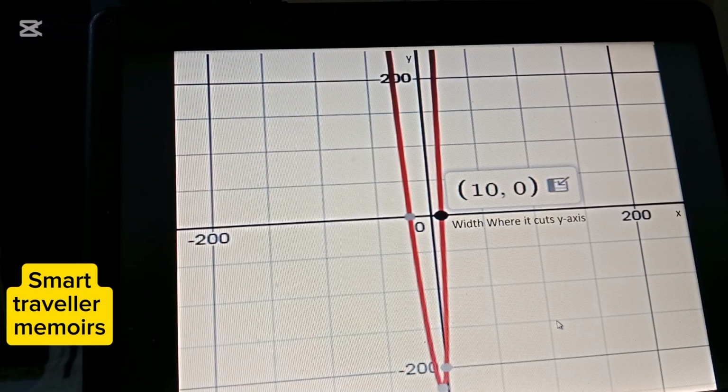And that is the graph. The width is where the curve cuts the x-axis, or y is equal to 0. When y is equal to 0, x is 10.